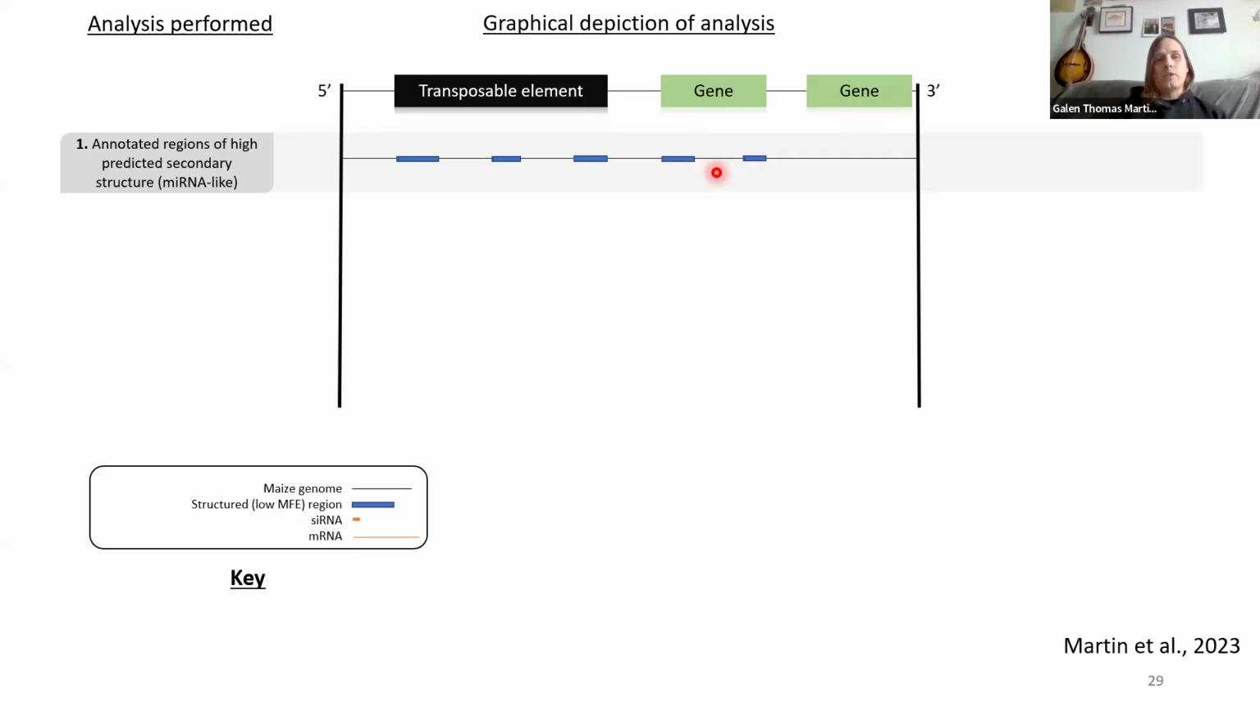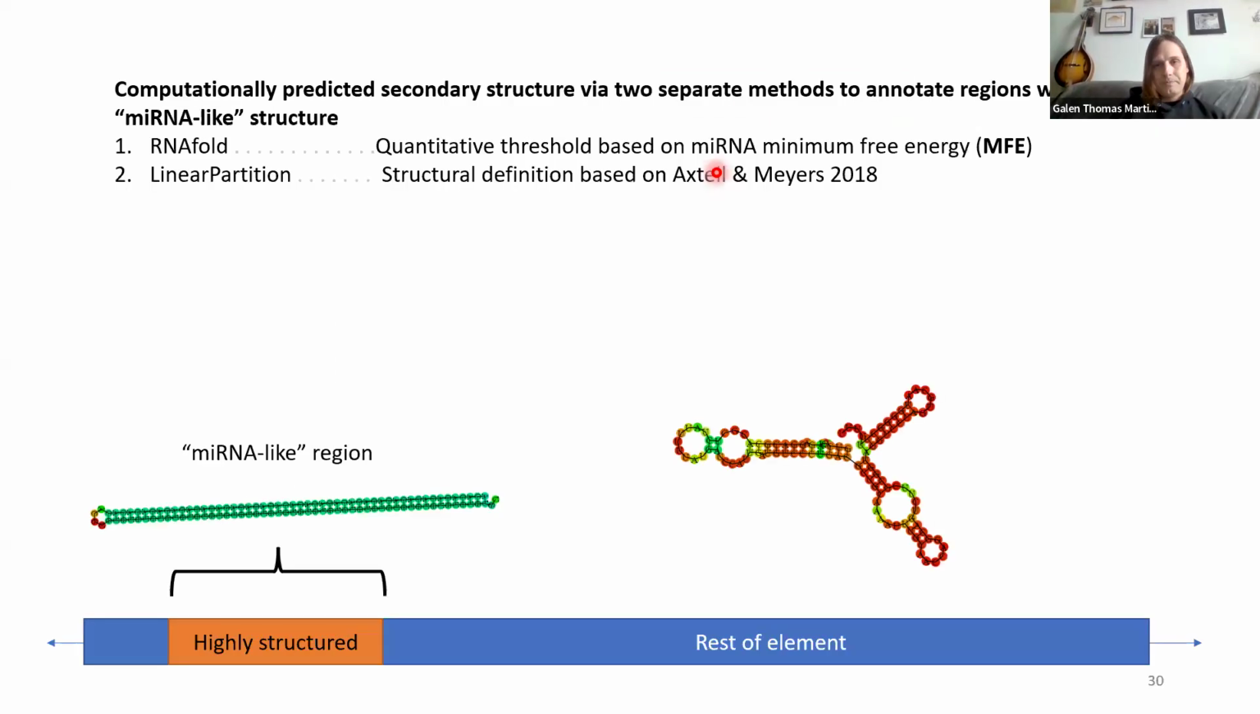So first we annotated regions of high predicted secondary structure. And we did this in a couple of different ways. Me and another graduate student in the lab both separately looked for regions of high secondary structure that would be expected to form hairpins that might lead to small RNAs. And of course, the way that we did this is based on looking for regions that form hairpins like microRNAs. They form hairpins that are at least as long as microRNA hairpins tend to be.